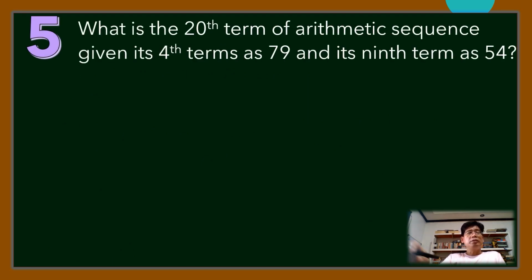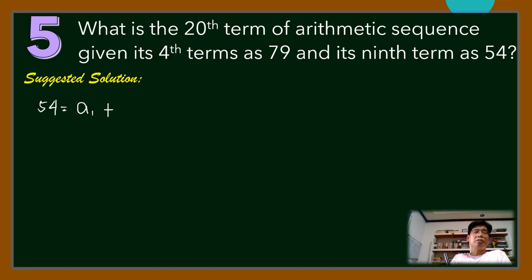Number 5. What is the 20th term of an arithmetic sequence given its 4th term as 79 and its 9th term as 54? Let us use the previous solution. We'll have two equations for the given information. We have 54 as the 9th term. So we have 54 is equal to a sub 1. Since this is the 9th term, we have 9 minus 1. That's 8 times the common difference.